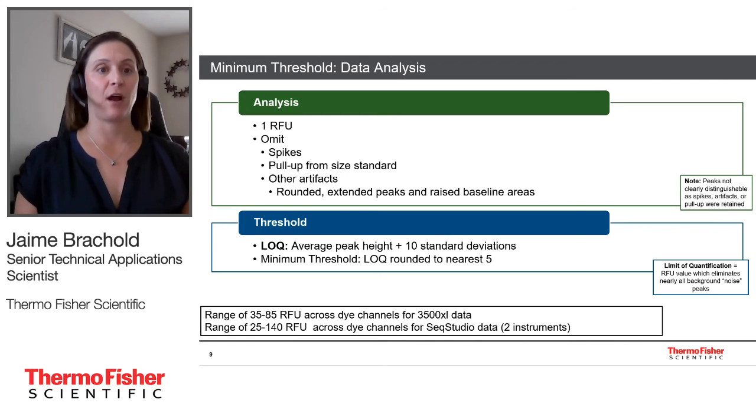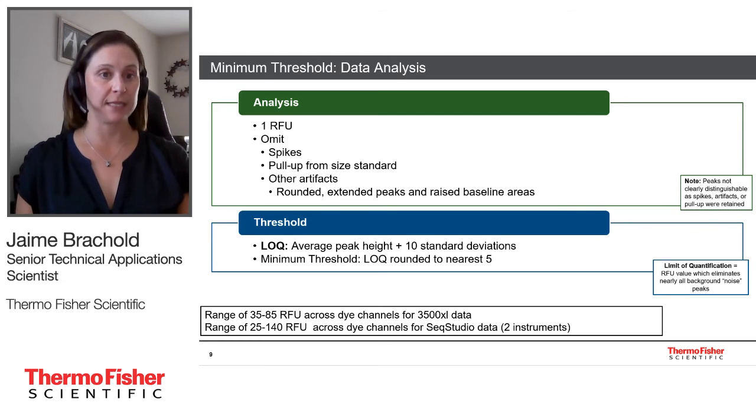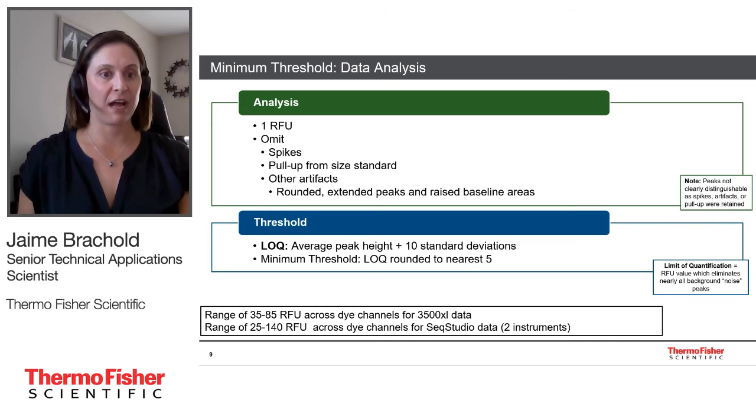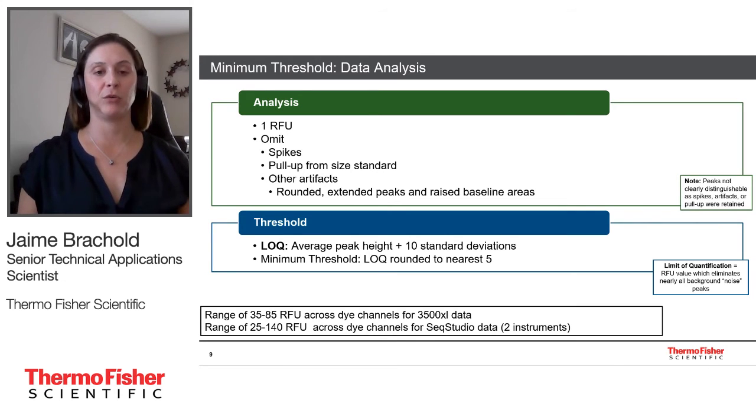Once we were left with all the non-artifactual data, we did some calculations to get to the limit of quantification. So we take the average peak height of all those peaks at 1 RFU plus 10 standard deviations, and that gets us to our LOQ. And this is the RFU value where you'd expect nearly all your noise to fall below. We took that LOQ and rounded it to the nearest 5, and that was the minimum threshold. So for each dye channel, we had a different minimum threshold. If your LOQ was 22, we would have rounded down to 20 for the minimum threshold.